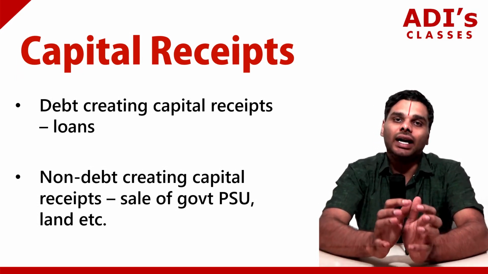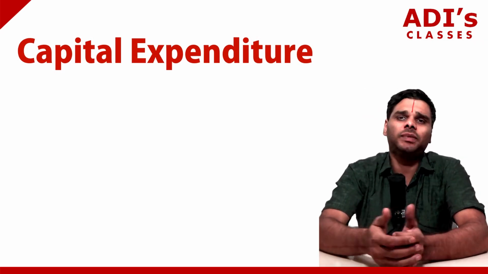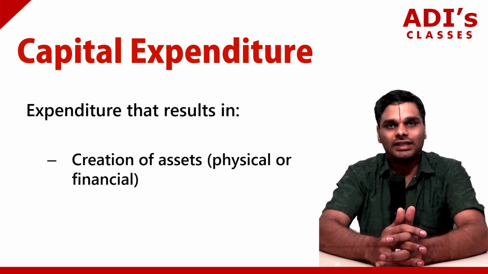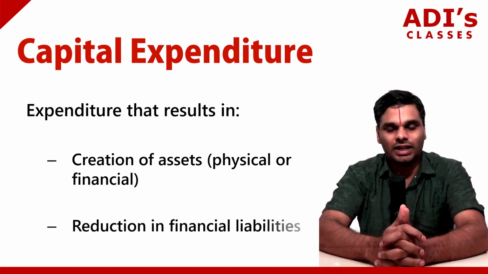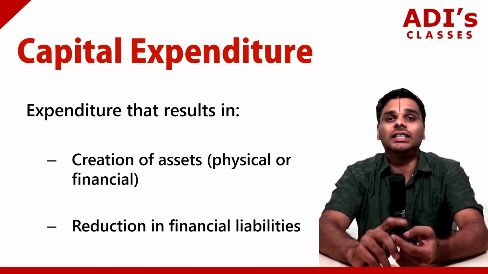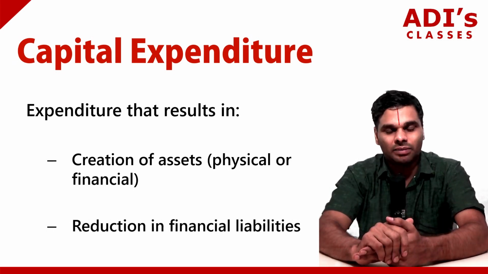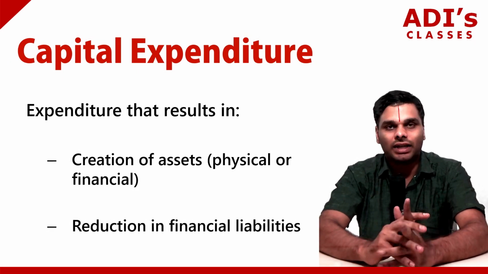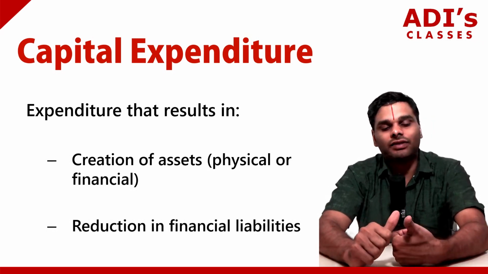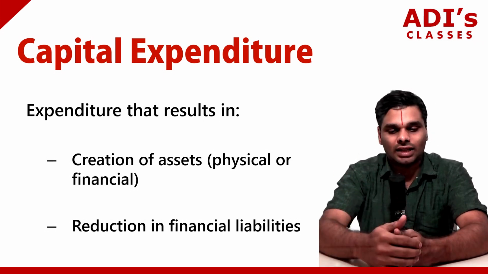Now we're going to be looking at capital expenditure or capex, right? Capital expenditures are expenditures of the government which result in creation of physical or financial assets or a reduction in financial liabilities. Okay, I'll just repeat that. So both are capital expenditures. If we look at examples, we'll have a better understanding of it, right? So we have creation of physical assets or financial assets or a reduction in financial liabilities.